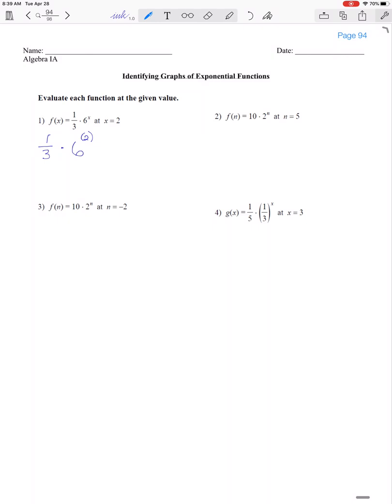So we're going to hit alpha y equals enter. Put in our 1/3 times 6 caret. Right, the caret is above the division sign on the calculator, 2. And we end up with 12. So that's all you would be doing for 1 through 4.